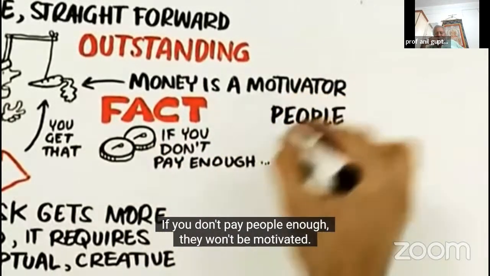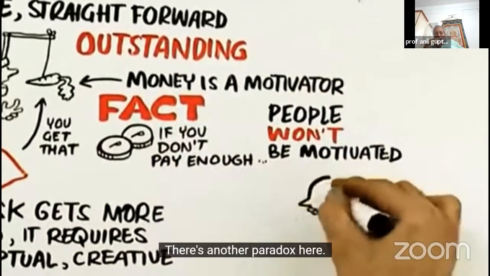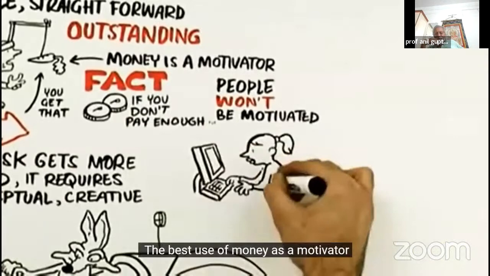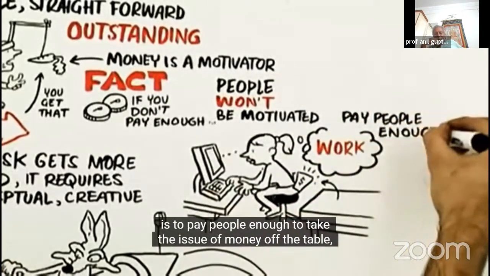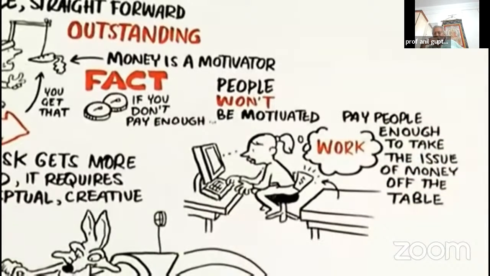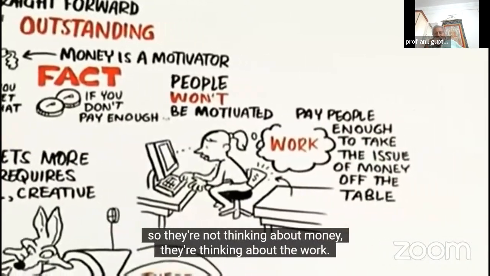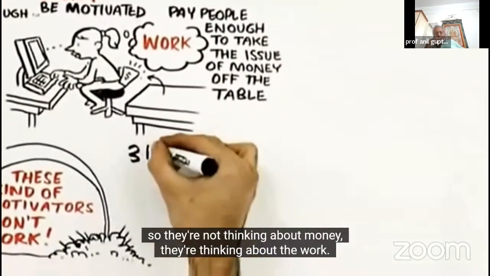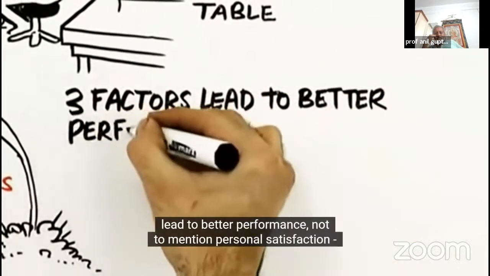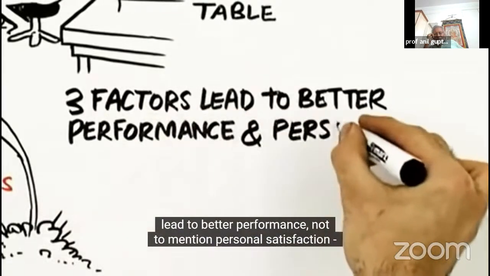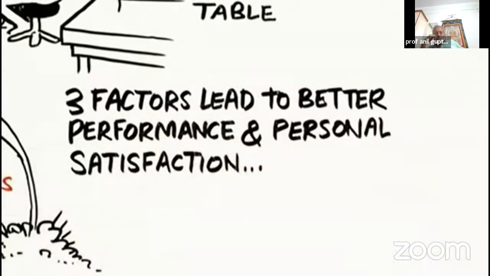In fact, money is a motivator at work, but in a slightly strange way. If you don't pay people enough, they won't be motivated. What's curious is that there's another paradox here, which is that the best use of money as a motivator is to pay people enough to take the issue of money off the table. Pay people enough so that they're not thinking about money and they're thinking about the work. Now, once you do that, it turns out there are 3 factors that the science shows lead to better performance, not to mention personal satisfaction.